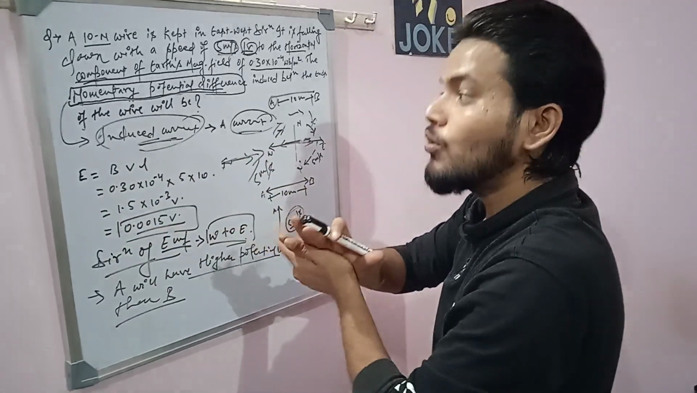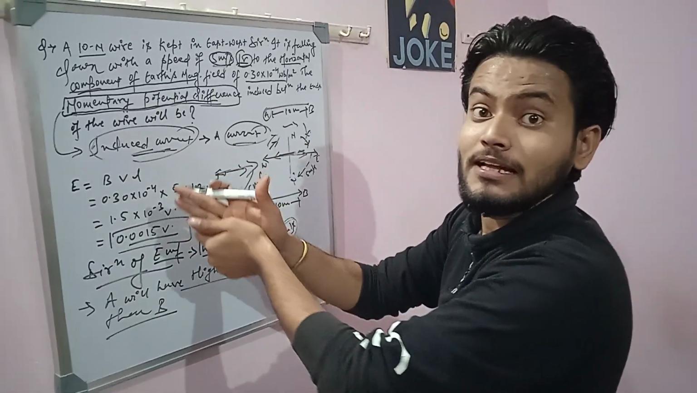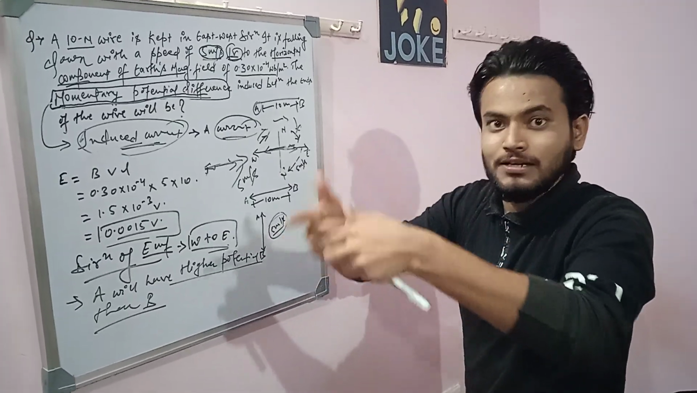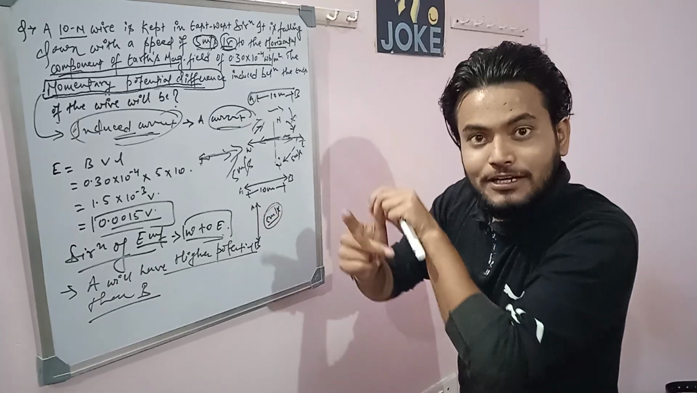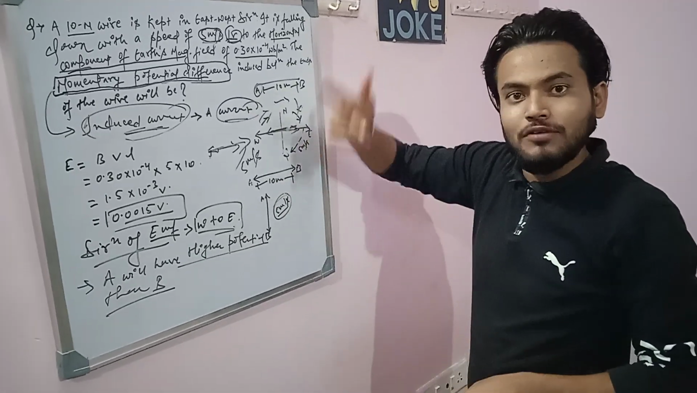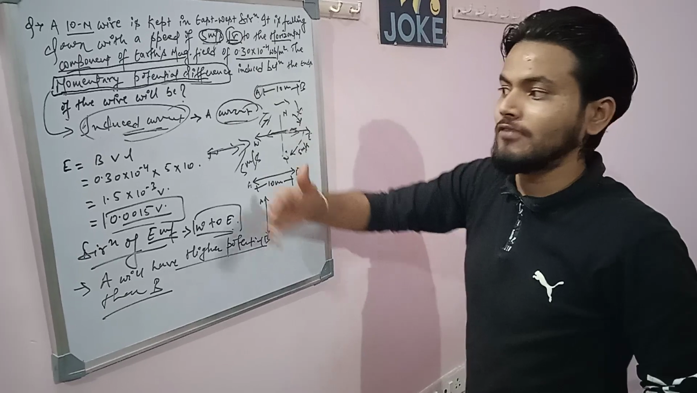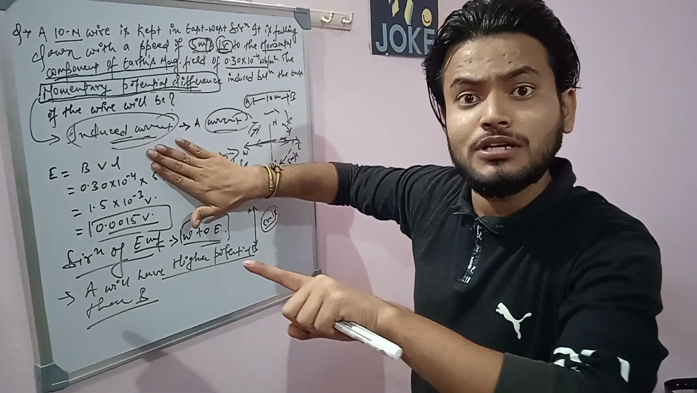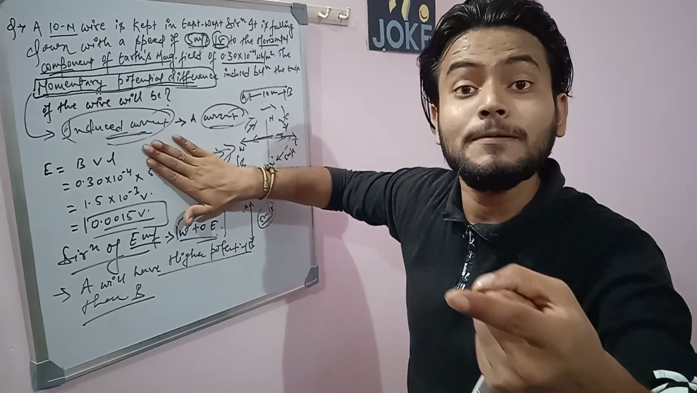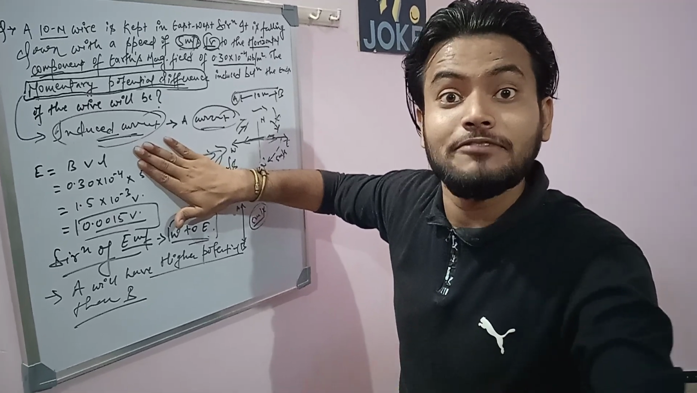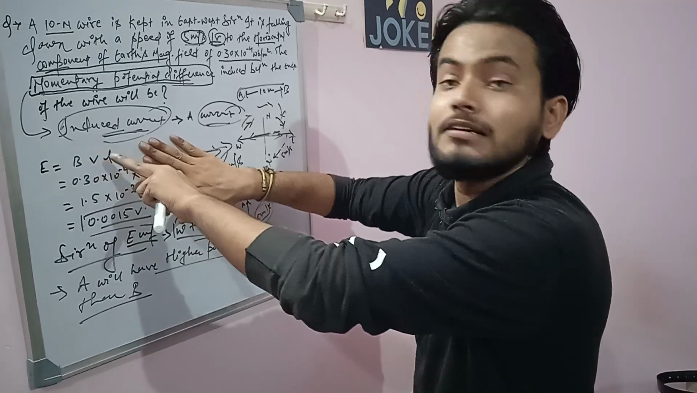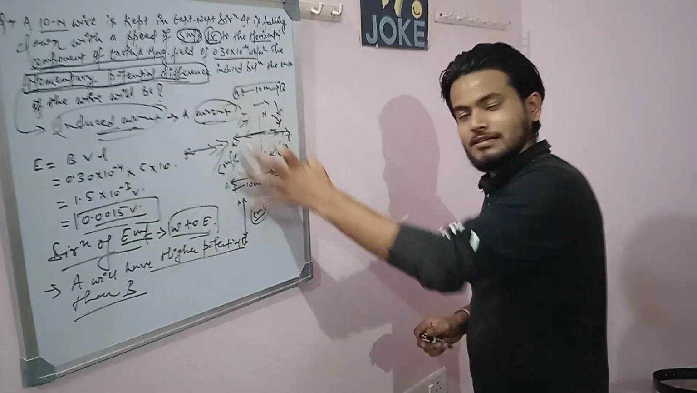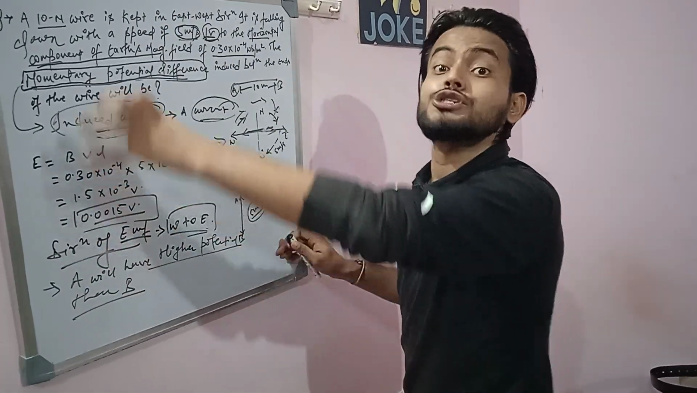So why do we have to find the induced EMF? Whenever the motion of the conductor, the magnetic field and the induced current, whenever these three components are perpendicular to each other, what do we find? We find induced current or else induced EMF. First of all, what is induced current? Induced current is the current produced by the changes in the magnetic field or in the magnetic flux. That current is called induced current. And here, this whole problem comes under motional EMF.